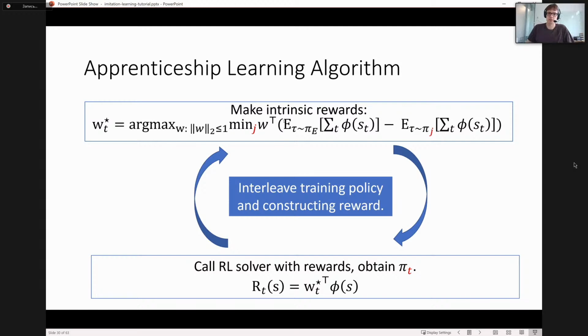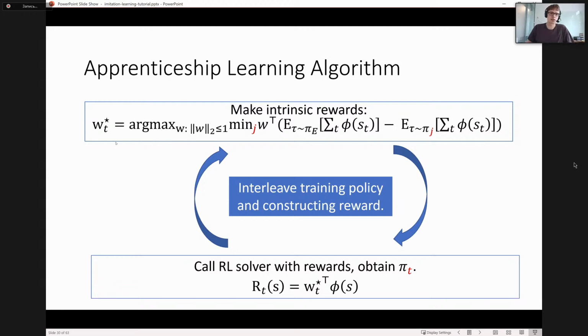This thing is the expert return, because we're taking trajectories that come from the expert distribution. So this is the expert return, W times this expected feature, minus W transposed dot product the expected feature under my current policy. The meaning of this equation is I want a reward so that the expert does well, where this is large, and the existing policies do badly, where this is small, and I'm taking the worst case among the existing policies that I have. And so I have that W star.